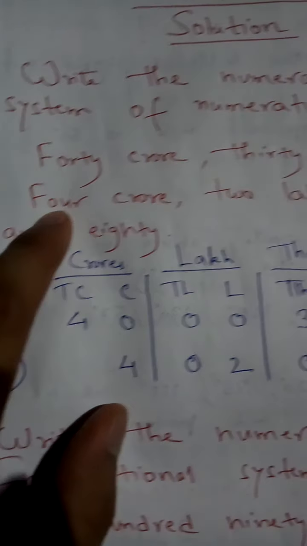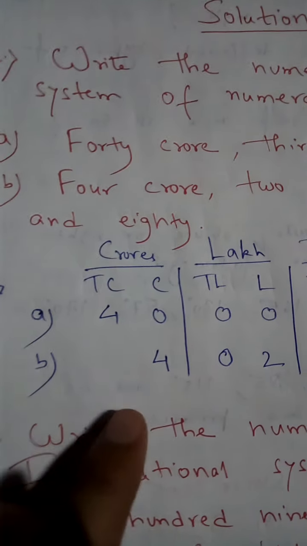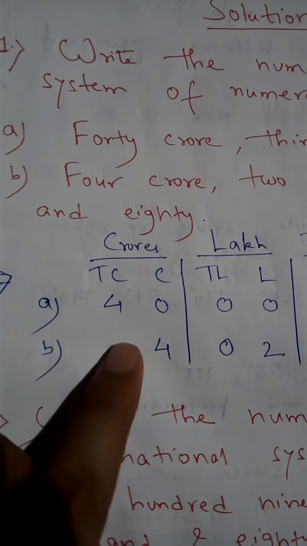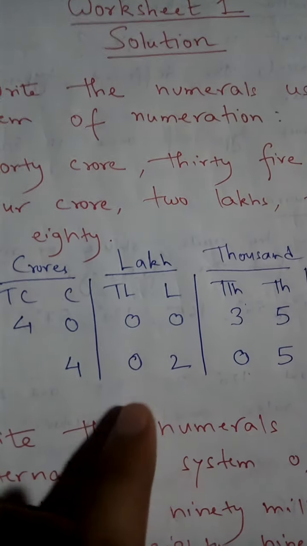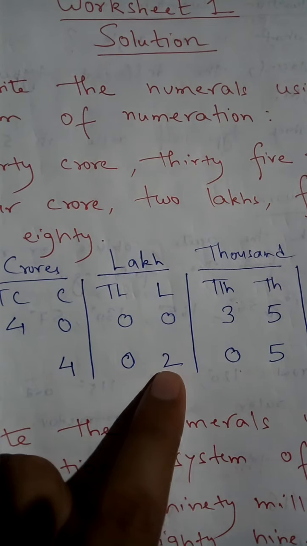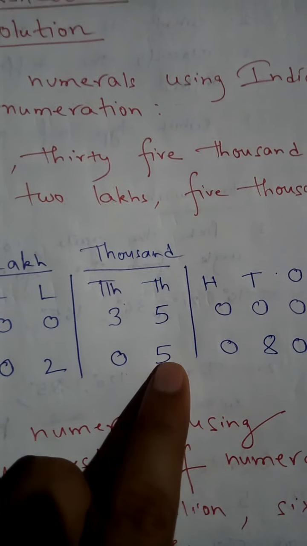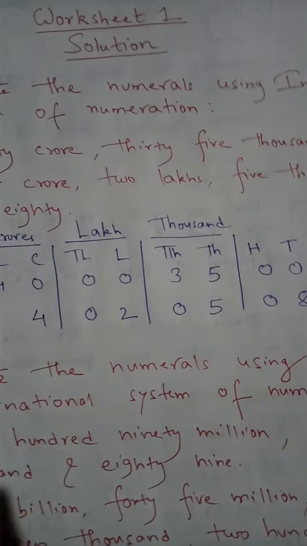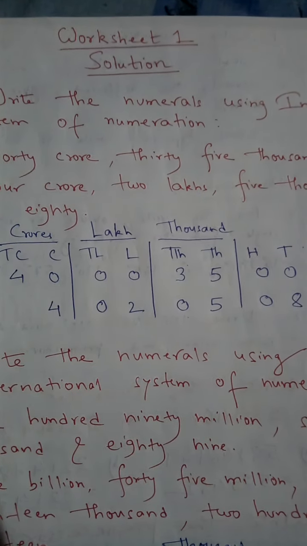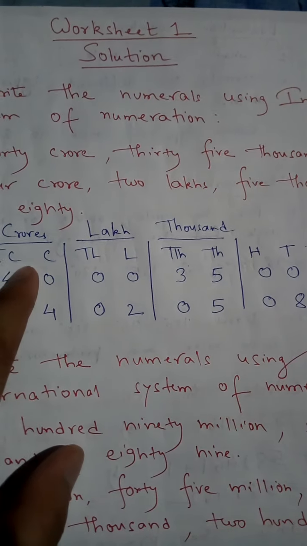The second one is 4 crore 2 lakhs 5,008. This one is 4 crores. You can also write 0 here, no problem. I have not written it. Then you have 2 lakhs, so 2 lakhs means 02. Then we have 5,000, so here it is 05, 5,000. And the last one is 80, so 080. I hope this is clear. Before writing, just make this table. It will be easier for you to write down.